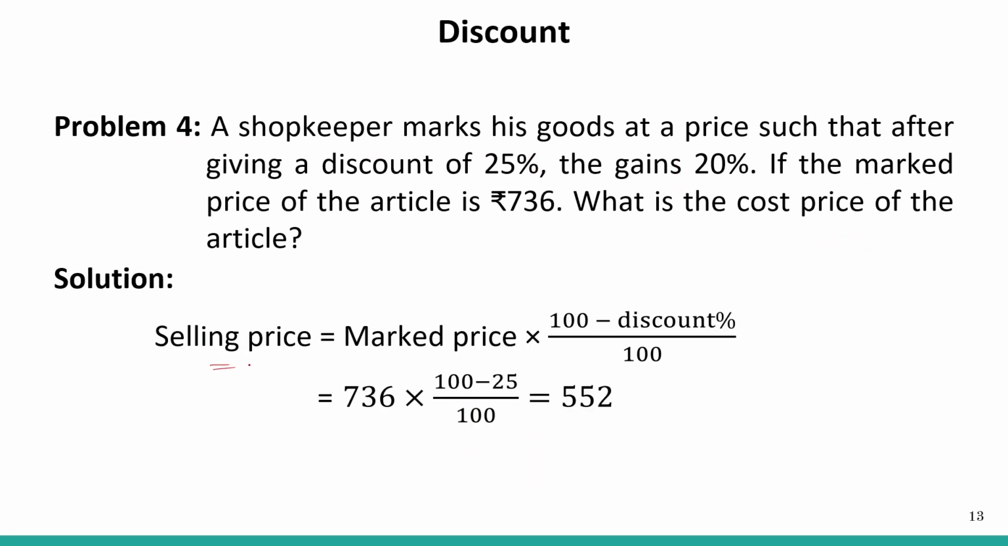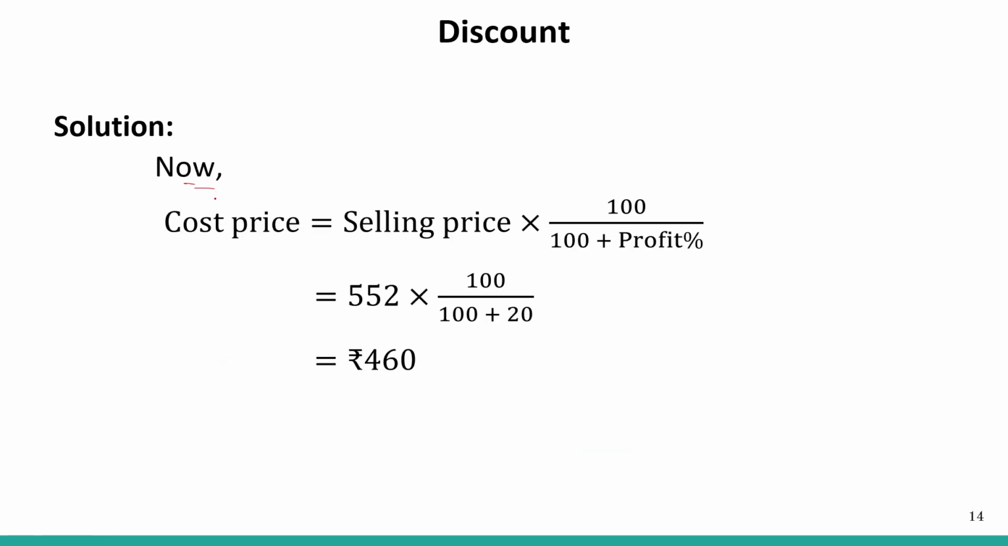So let's see the step-by-step solution. So the selling price is equal to what? Mark price into (100 minus discount percentage) by 100. So this is nothing but 552. So now the cost price is equal to what? Selling price into 100 by (100 plus profit percentage). So this is equal to 460 rupees. So this is the correct answer.